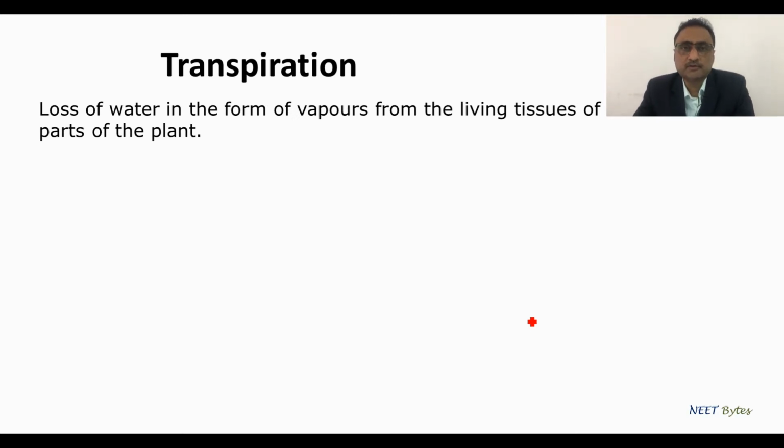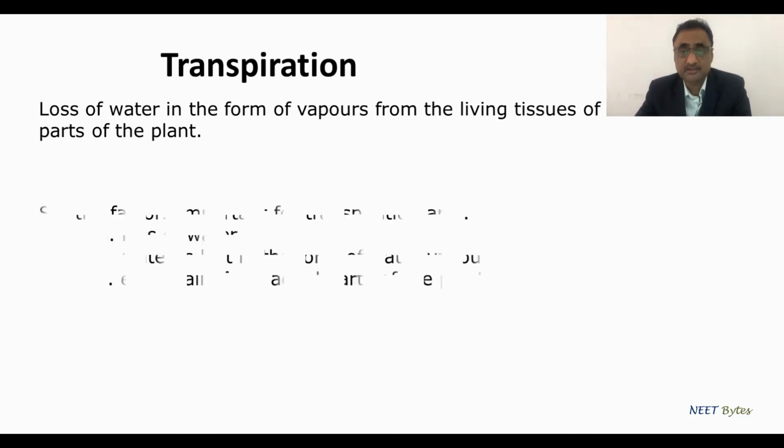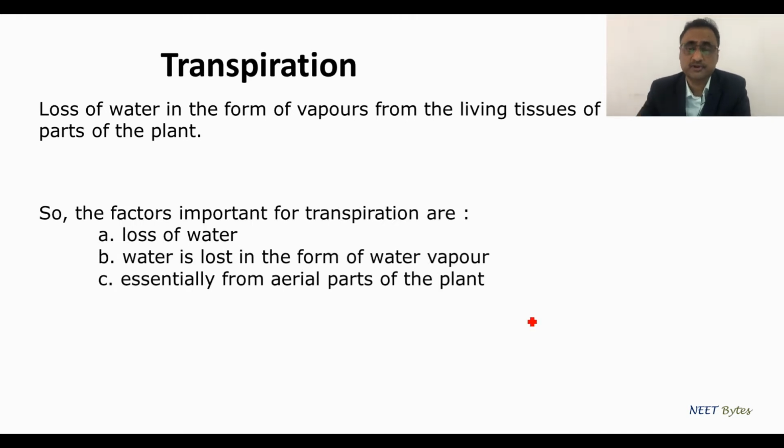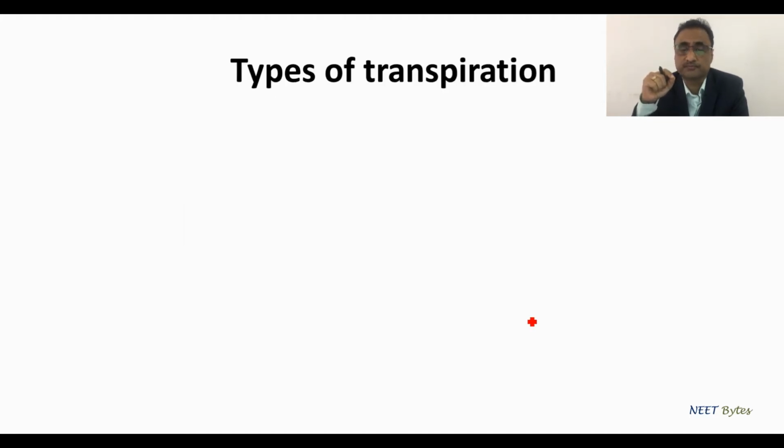So the first thing, we need to understand what exactly is transpiration. Transpiration is the loss of water from the aerial part of the plants in the form of water vapor. So three things are included. There should be a loss of water in the form of water vapor, right? And it should be from the aerial part of the plants, okay? And it should be lost in the form of water vapor only. So these are the three things that are included with transpiration.